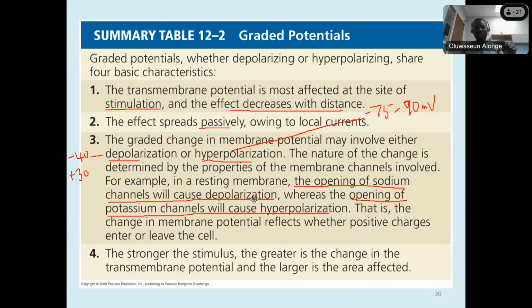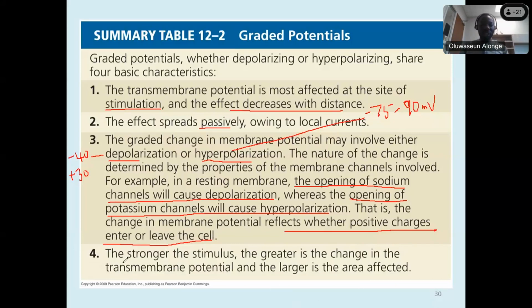Okay, so depolarization simply means the cell becoming more positive inside. Hyperpolarization means the cell becoming more negative than its resting membrane potential inside. The change in membrane potential reflects whether positive charges enter or leave. And again, looking at those two channels, I'm not talking of the sodium potassium pump now. I'm talking of the sodium channel and potassium channel separately. Sodium channel brings sodium into the cell. Potassium channel makes potassium go outside of the cell. So take note of that.